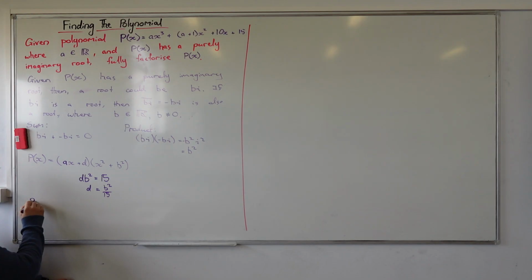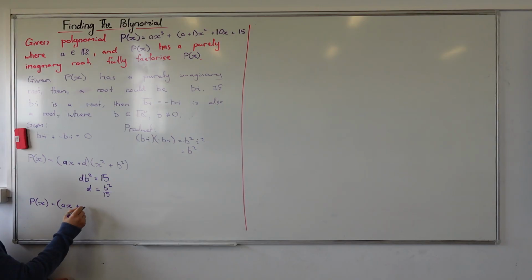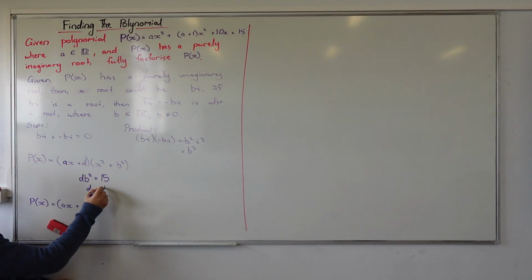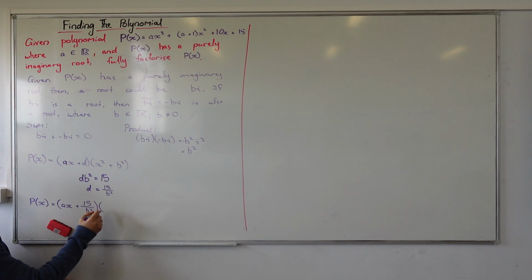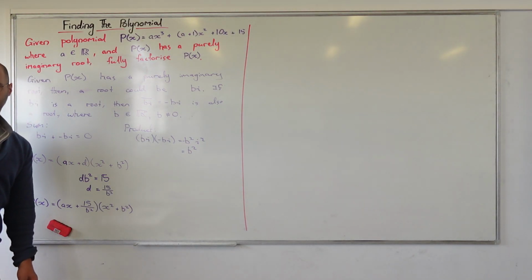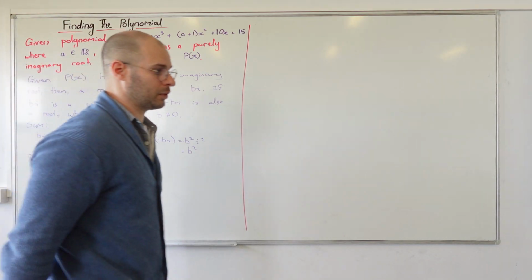So our p of x is going to be ax plus 15 over b squared. Is that correct? Is it not 15 on b squared? Just checking you're watching. And you were watching, so well done. Next one, x squared plus b squared. Okay, that's much nicer. 2 unknowns, and we're going to have at least 4 equations built up.